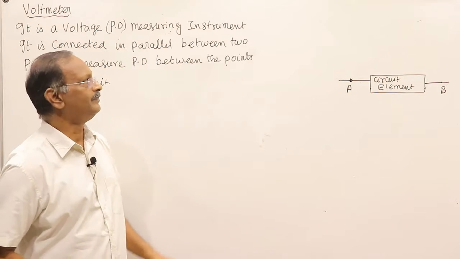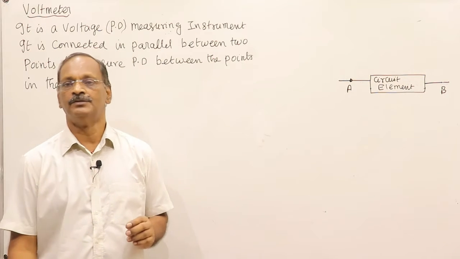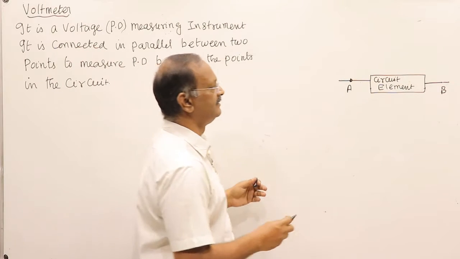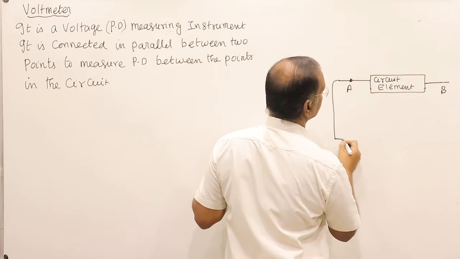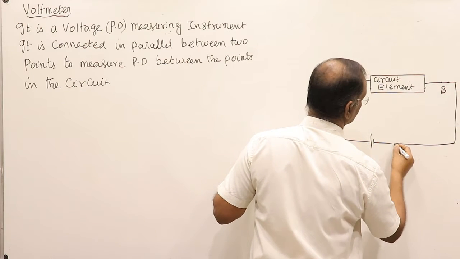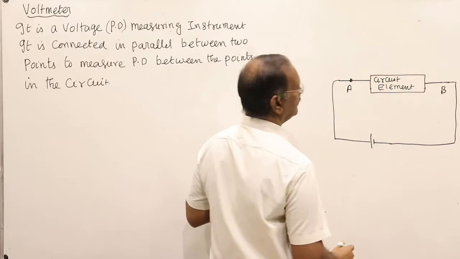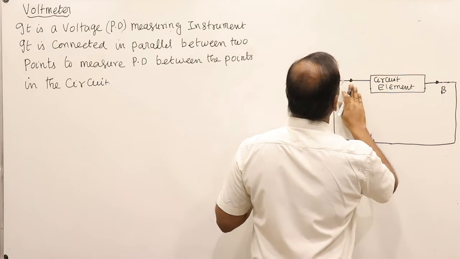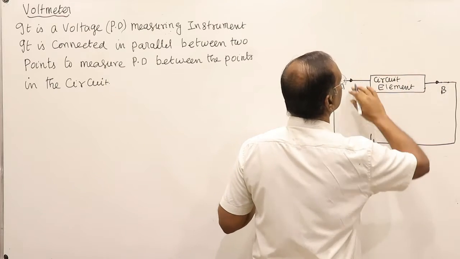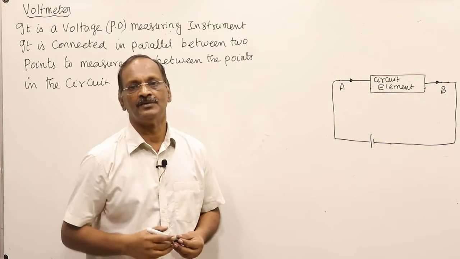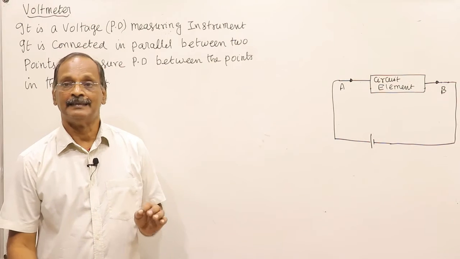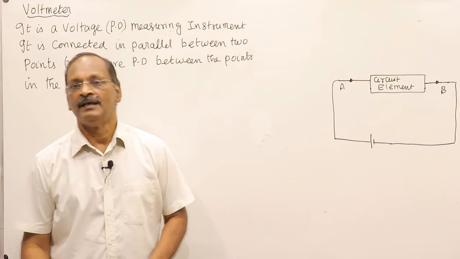Voltmeter is a device which is used to measure the voltage between any 2 points in a circuit. Suppose this is the circuit. We have a circuit like this. Between this point A and B, we want to find what is the voltage between these 2 points. So it is a voltage measuring instrument in a circuit, and it is connected in parallel in the circuit.